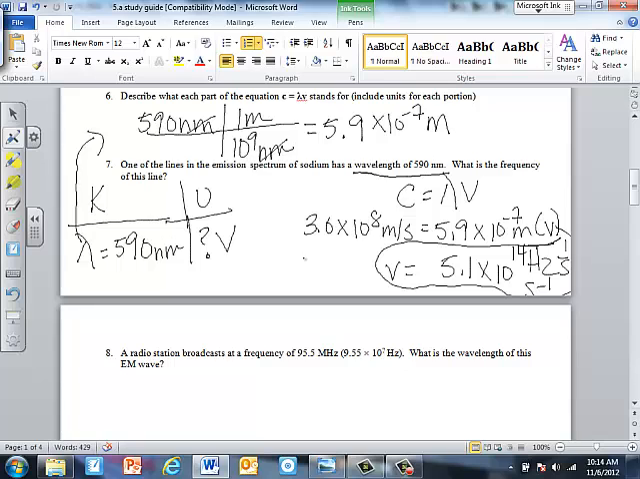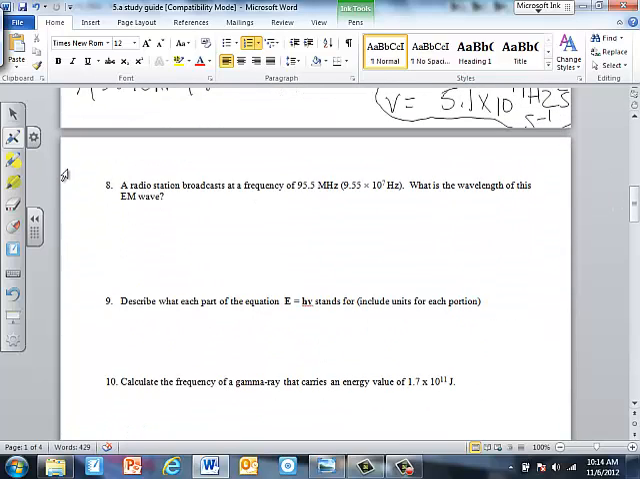All right, but anyway, then if you go down to the next one, number 8, this time we are given the frequency. I'm going to highlight this here. We're given the frequency of 9.55 times 10 to the 7 hertz.